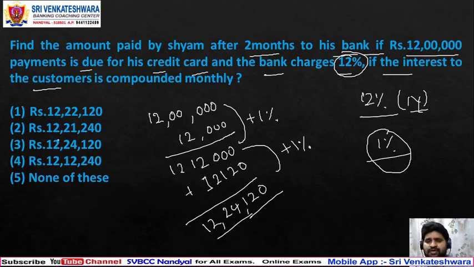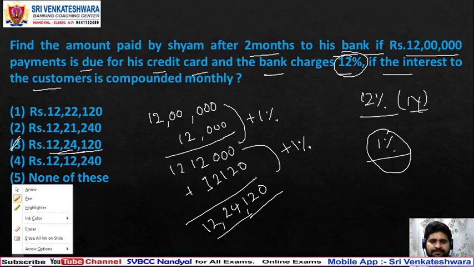They said 2 months, so it is compounded monthly. 1% on the first month gives 12 lakh 12,000. Again 1% on that is 12,120. So I'll get 12 lakhs 24,120. If it is compounded monthly, that means we pay 1% every month. That is the amount. Clear? Next one.